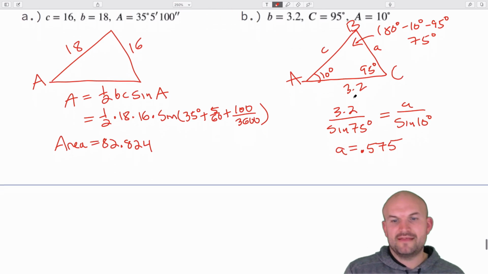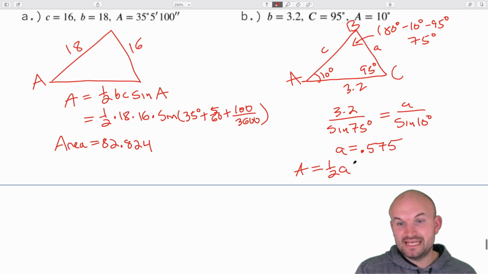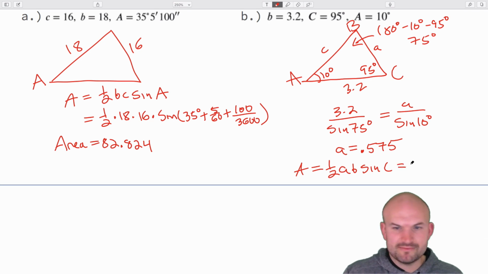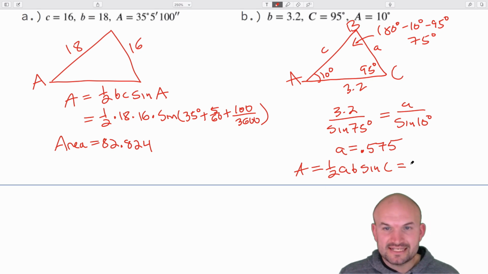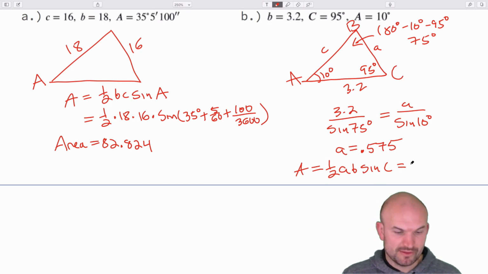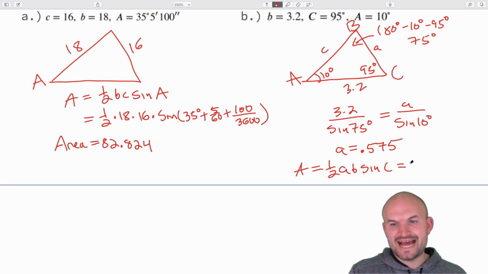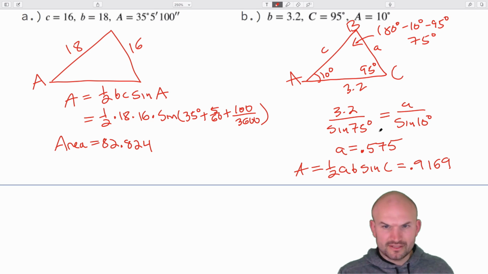0.575. And then when I go ahead and plug that into my calculator, I have 1/2 times A times B, and then we'll do times the sine of C. So I'll just type all of that into my calculator. So I'll do 0.5 times that last answer, which was my A. So I'm not going to store that. I'm going to just use my last answer. And then times my B, which is 3.2. And then times the sine of C, which is 95 degrees. And I get 0.91. And therefore, based on that information, looks like that would relatively work.